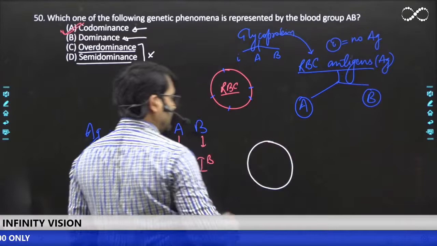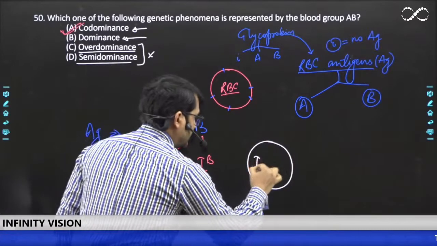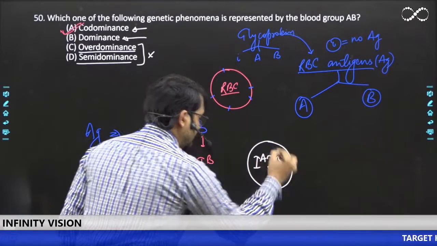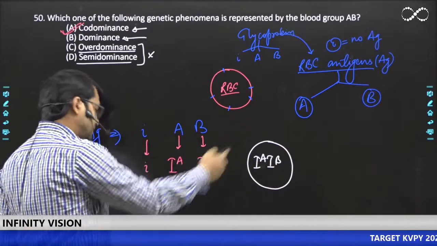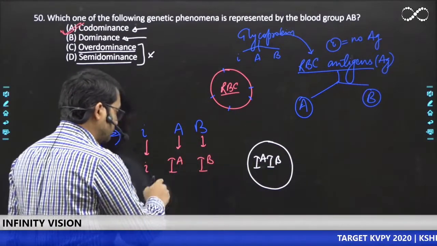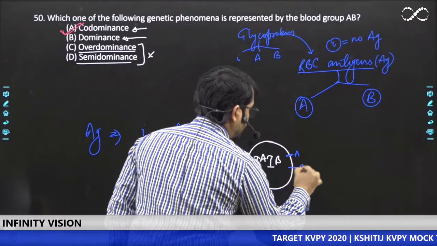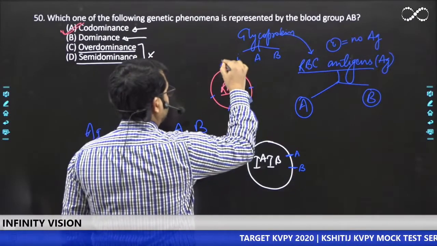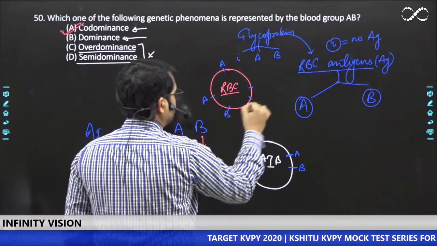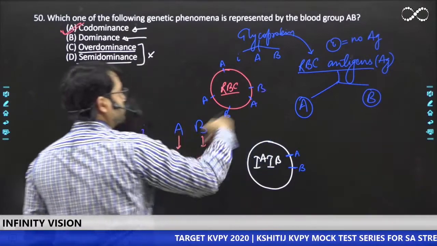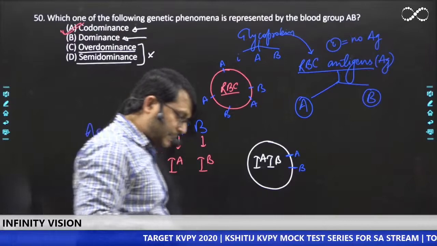Okay, so if a cell has both IA and IB, in that case, both these alleles are expressed. Both these alleles are expressed, so there will be A and there will be B too. So in this case it would be AB. So both the alleles are expressed.